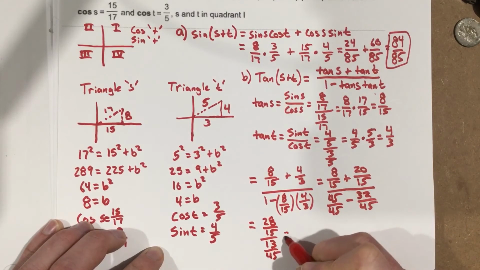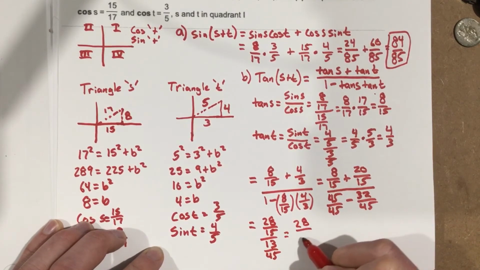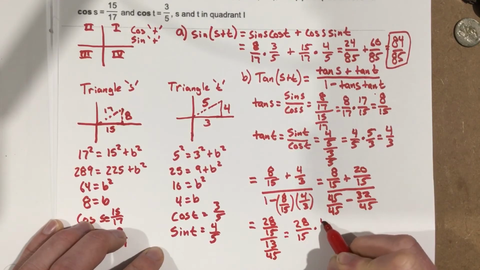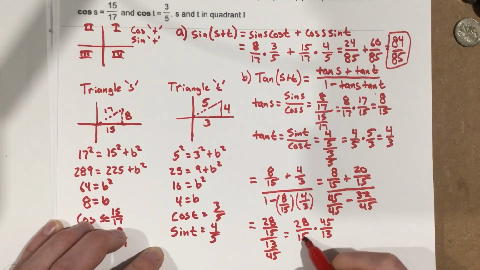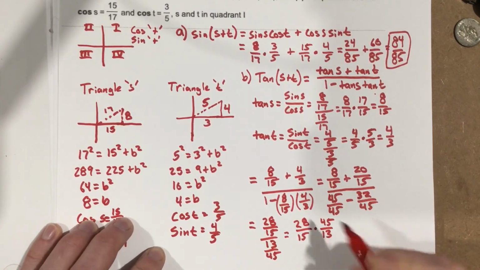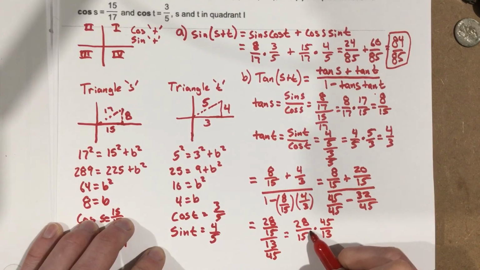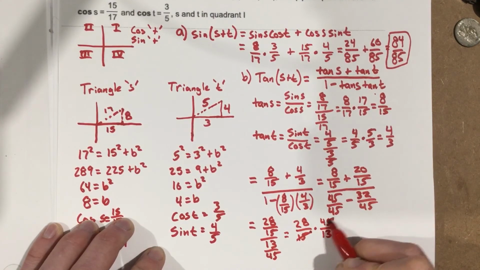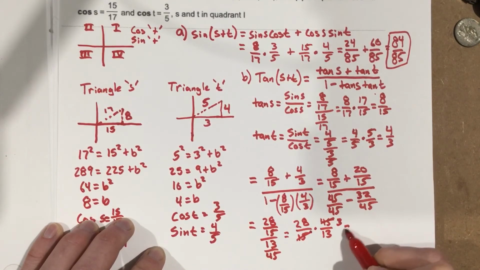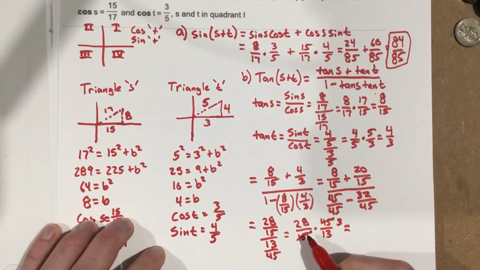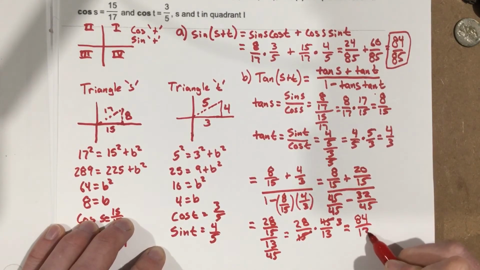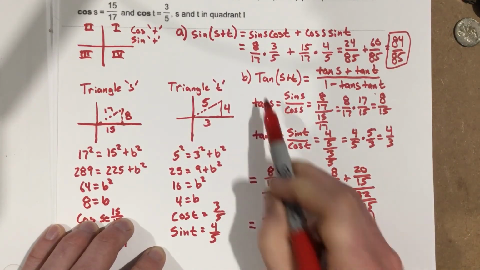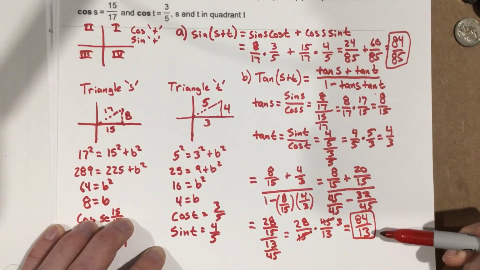We flip and multiply there. So 28 over 15 times 45 over 13. The 15 and the 45 can reduce. And when I reduce those, I end up with 15 crossing out, leaving you just with 3. So 3 times 28, that's 84, over 13. So tan of s plus t is 84 over 13.